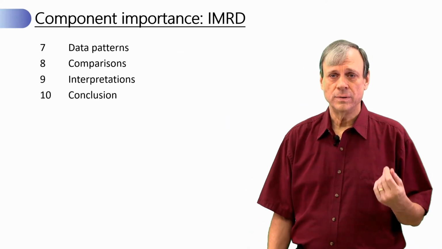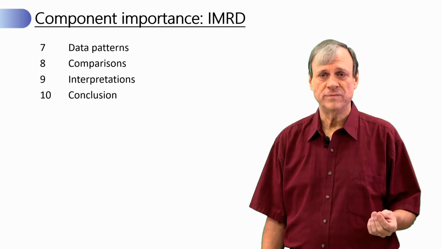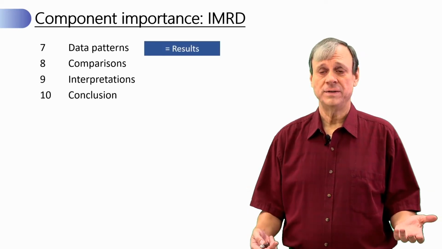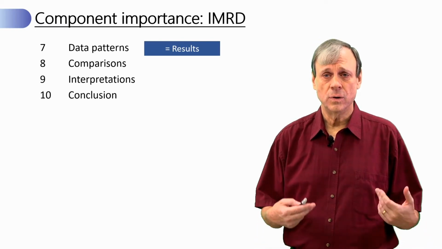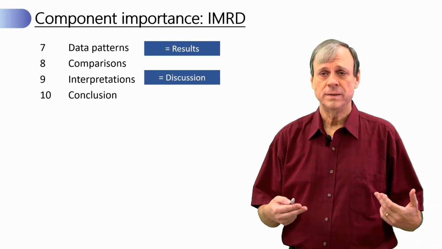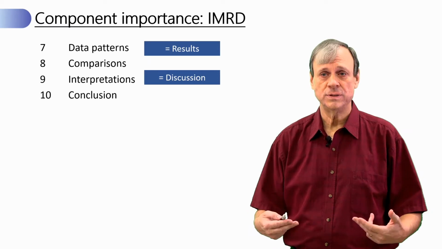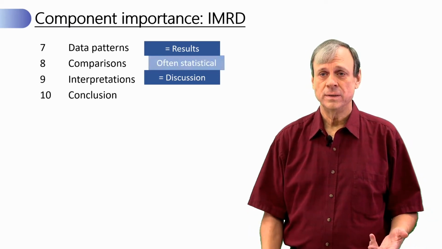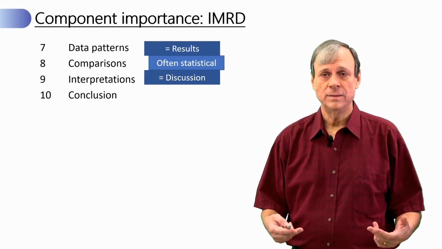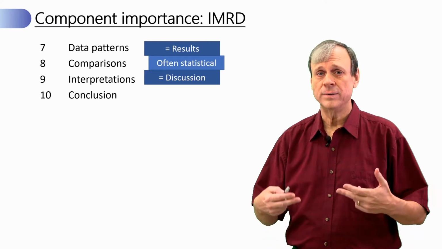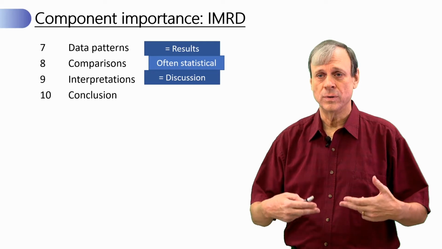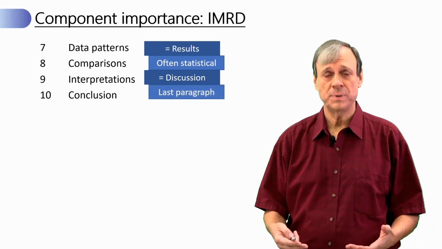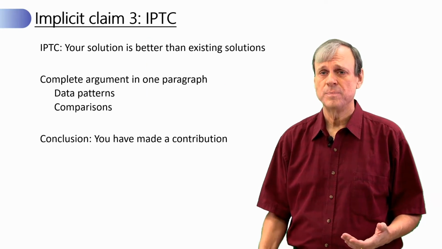And so the importance of the components that we found there in IMRD is that you have to have the data. That's the results. You also need the interpretation. That's the explanation of the data, which is found in the discussion. The comparisons are often statistical, showing that the data pattern makes sense or is real. And then the conclusion is sometimes just the last paragraph of the discussion.